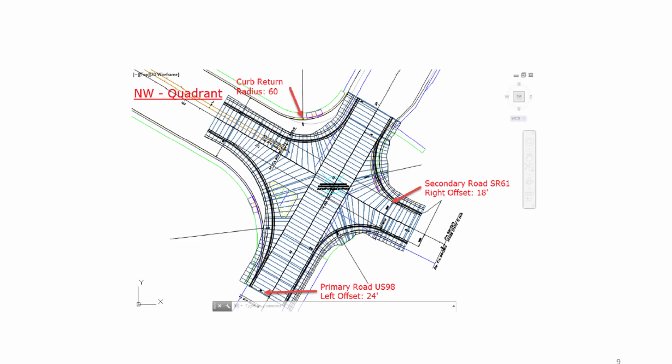If we zoom to display the northwest quadrant dimensions, we'll notice that the offset alignments for primary road US 98 left offset alignment definition value is 24. The secondary road SR 61 right offset alignment definition value is 18. It's been rounded up from 17.8. The curb returns for northwest quadrant, the radius value is 60 feet.